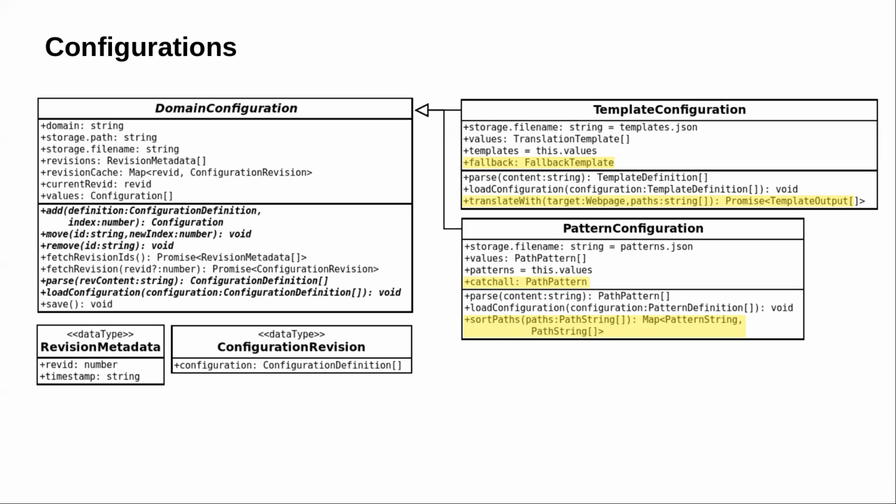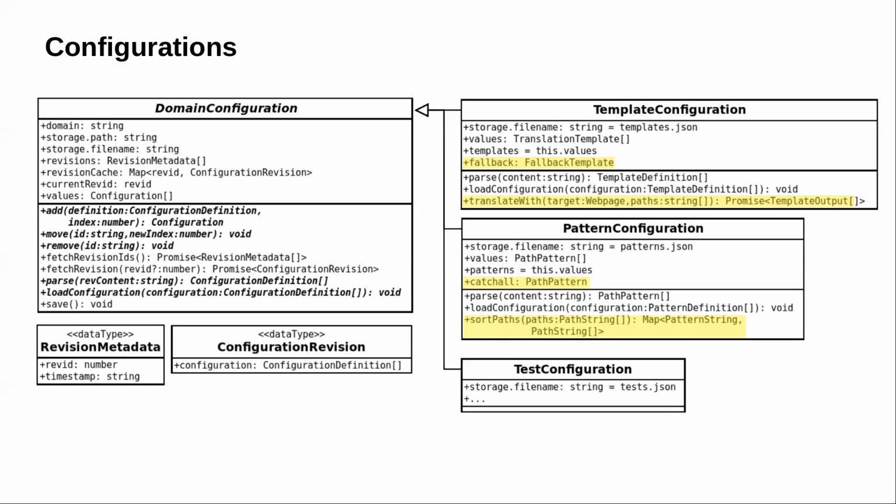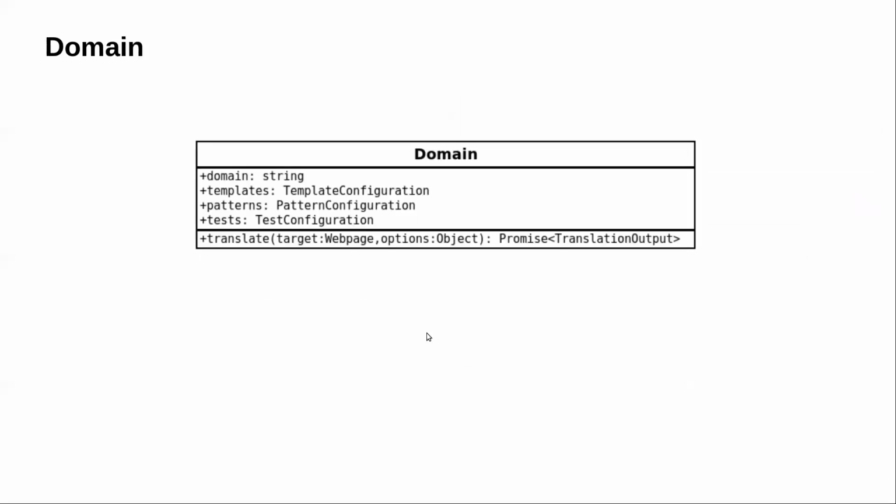I'm sorry, I know this might be the most complicated slide of them all, and the topmost element in the hierarchy is the domain class. The domain has the domain name. It includes a template configuration object, a pattern configuration object, and a test configuration object, which we have not seen. It has other methods as well, but it has one method, which is like the topmost translate method.